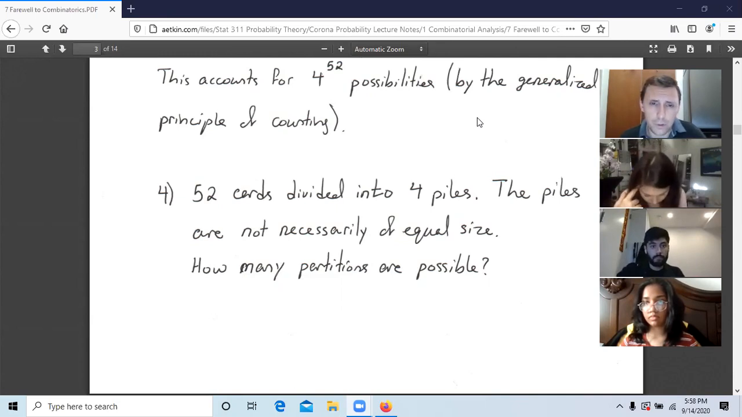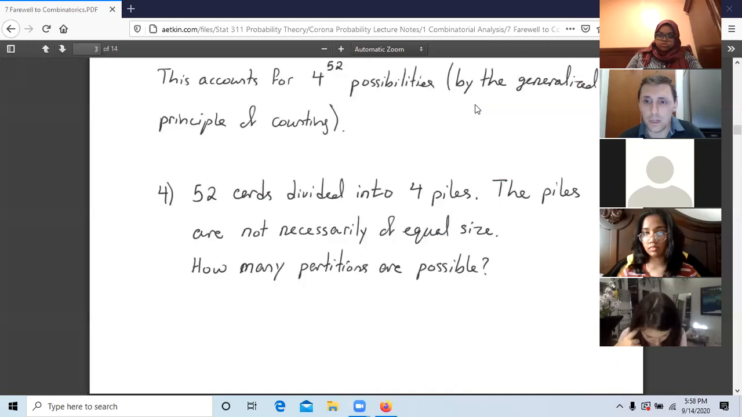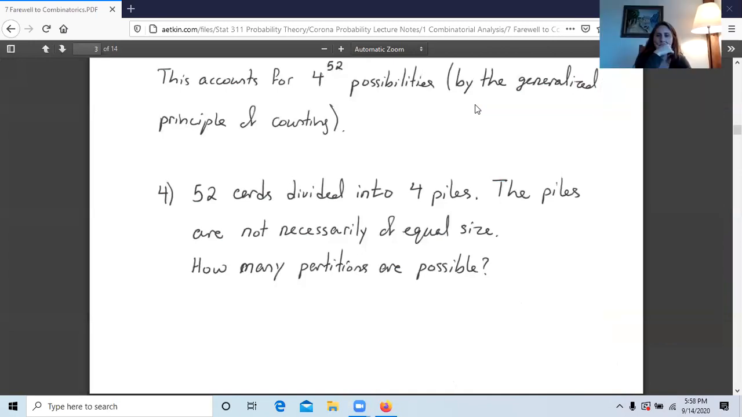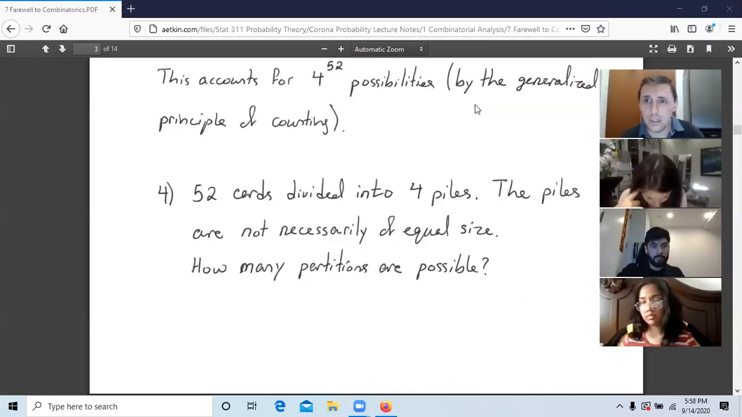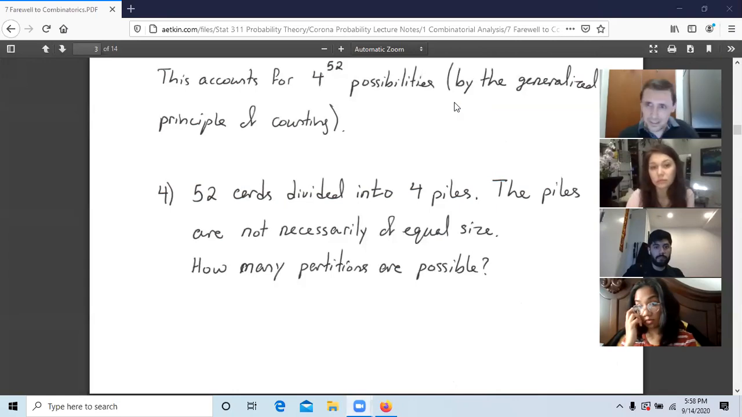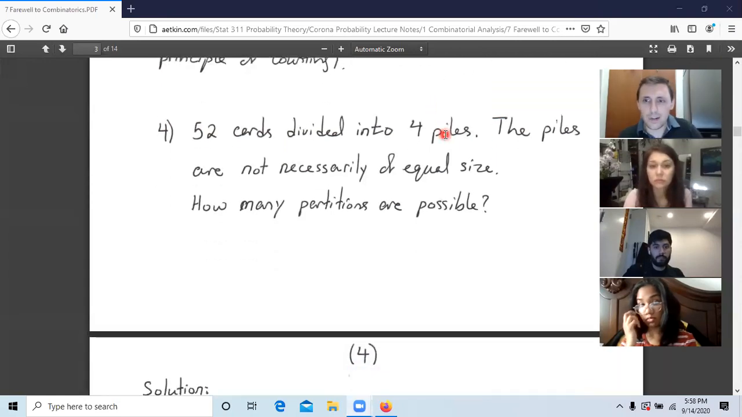Gabriel, you say 4 to the power of 48. Interesting. Okay, let me know when you're ready. Just write why, or R, I don't know, right? Ready. Okay. You don't like to write R or Y or something, right?